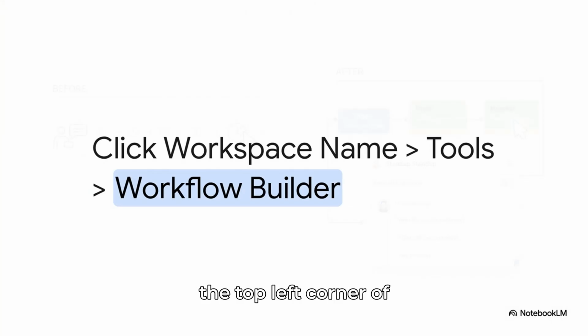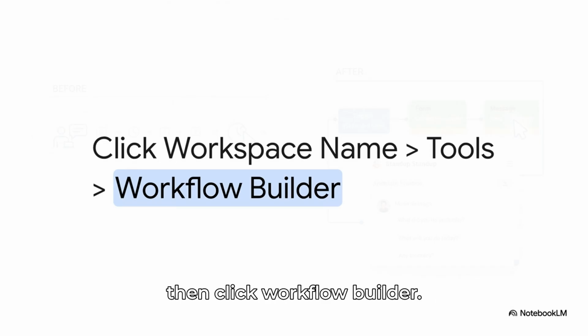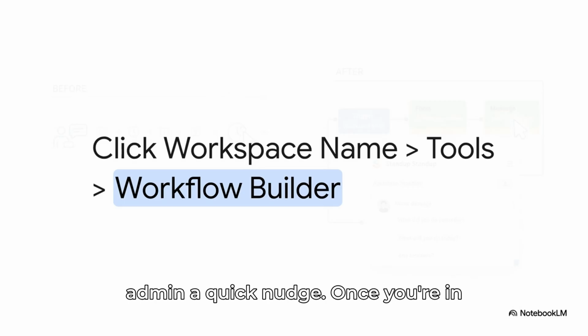Okay, head to the top left corner of your Slack desktop app. Click your workspace name to open that main menu, select Tools, and then click Workflow Builder. This is Slack's incredible built-in, no-code automation tool. Just a quick heads up based on the docs, you do need to be on a paid tier to access this, so if you aren't seeing it, you might just need to give your workspace admin a quick nudge.